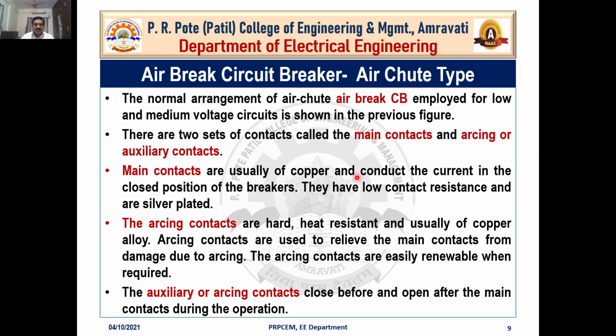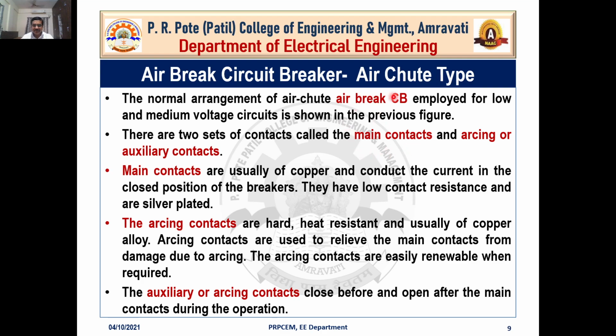So now the third category of air brake circuit breaker is the arc chute type circuit breaker. The normal arrangement of the arc chute type air brake circuit breaker we already showed in the earlier diagram. These particular circuit breakers are used for medium voltage circuits. Now in this arc chute type circuit breaker there are two sets of contacts.